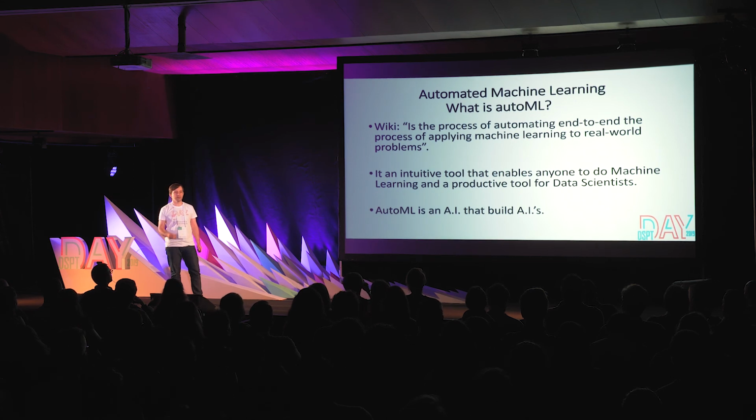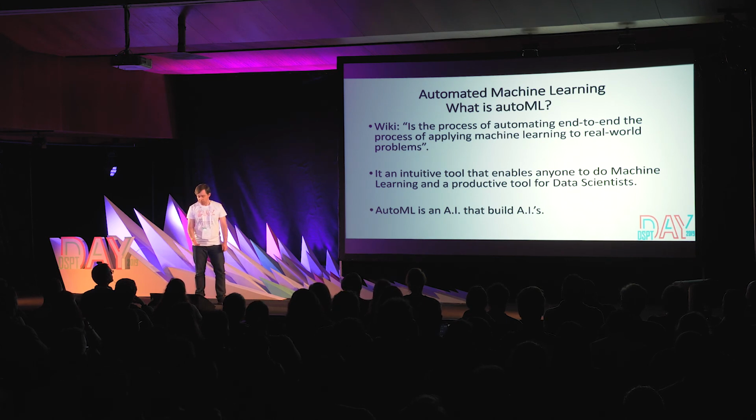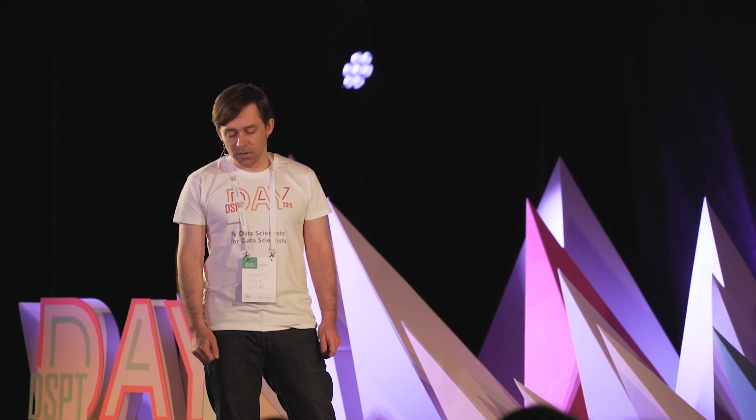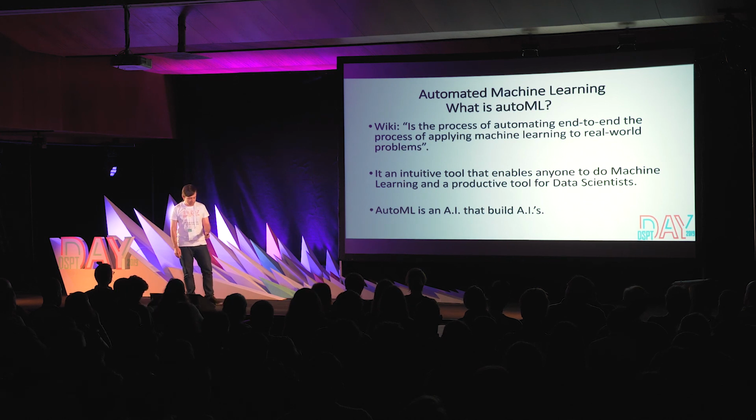There are many definitions. I have my personal definition, but the first one is the Wikipedia definition. It's very simple. It's the process of automating the end-to-end process of applying machine learning to real-world problems. It's a very broad definition, but I like the second and the third one. The definition that I put on the slide is an intuitive tool that enables anyone to do machine learning, and also is a productive tool for a data scientist. So I'm saying here that it is a tool not only for data scientists, but for everyone. And the last one, autoML, is an AI that builds AI. This is the simplest one.